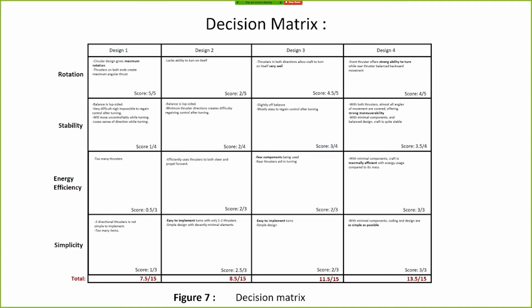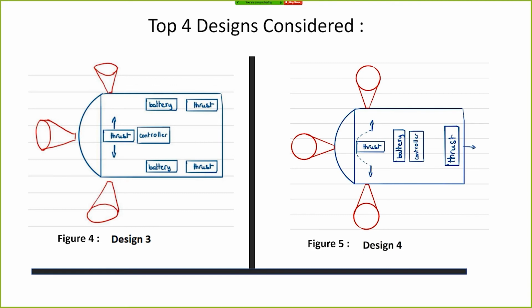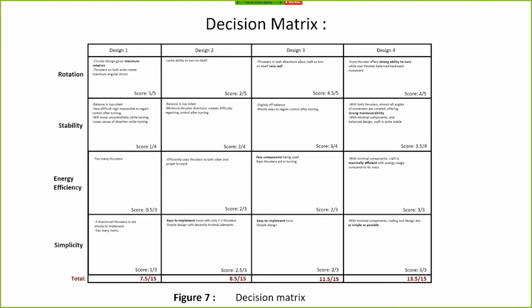Next, we'll be looking at design 3. Just to remind you, design 3 is on the left. For design 3, the thrusters were in both directions, which allowed the craft to turn on itself very well, so it got top grades for rotation. It was slightly off balance, but mostly easy to regain control, so it got 3 out of 4 for stability, and it got decent grades for energy efficiency and simplicity because it was quite easy to implement and had few components.